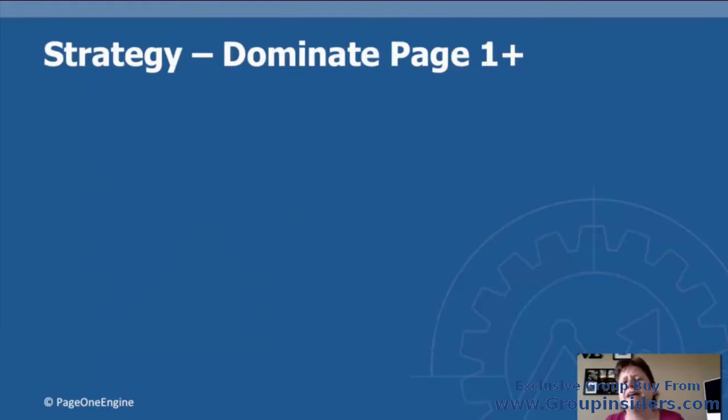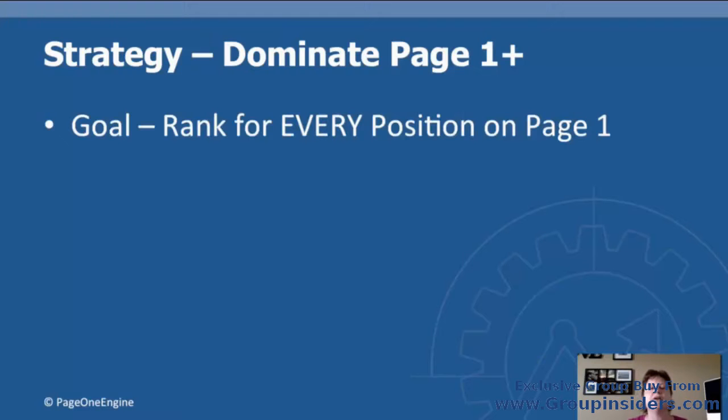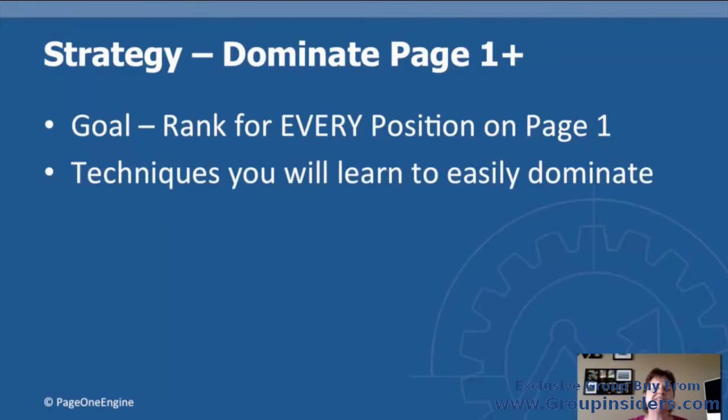So let's talk about strategy first and foremost. Our strategy is pretty simple. We want to dominate page 1 and rank for every position on page 1. So when somebody types in the key phrase, the business name, the person's name, whatever it is that we're trying to optimize that particular reputation, we want to rank for every single position on page 1 if we can help it. We're really going to talk about the techniques that will help you easily dominate that page 1. And when I say easily, it's time consuming in some cases, but it's not rocket science. This stuff can be done by anybody.